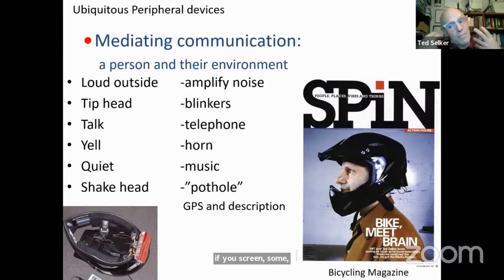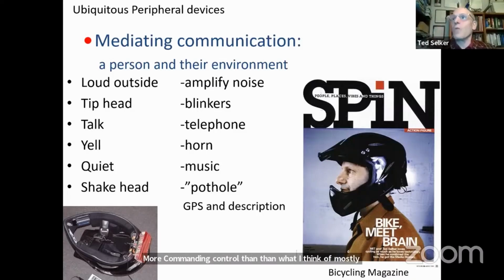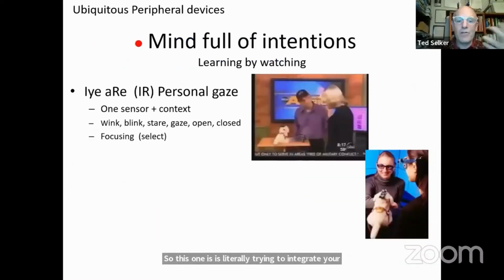And if you tip your head, it turns on blinkers. So the point is that it's kind of a little bit more command and control than what I think of, mostly for these peripheral things, except that it's really allowing you to keep your eyes on the road and your hands on the wheel while you're driving. And that's kind of a different direction than a lot of the driving support things that we think of being part of our world are. So this one is literally trying to integrate your work, be helpful to you without taking your attention away from what you're doing.